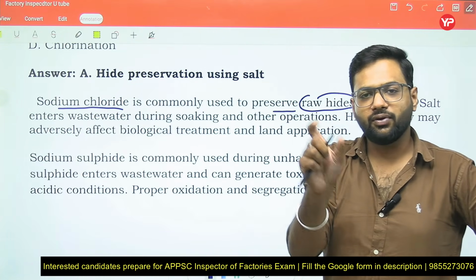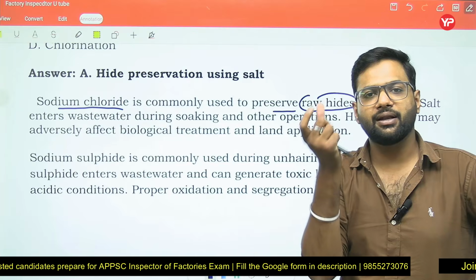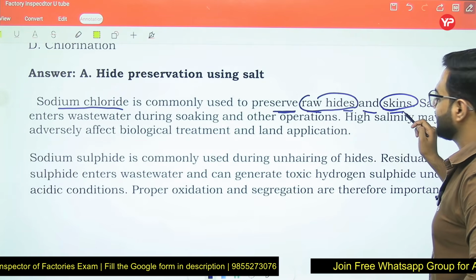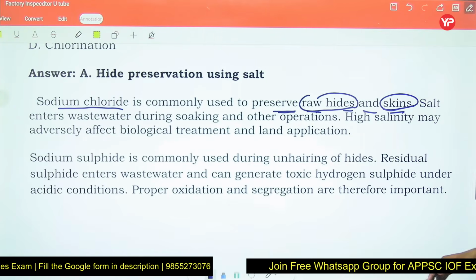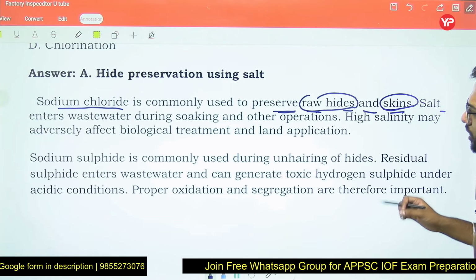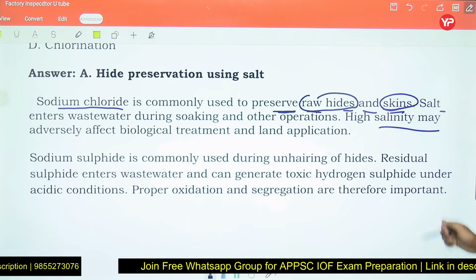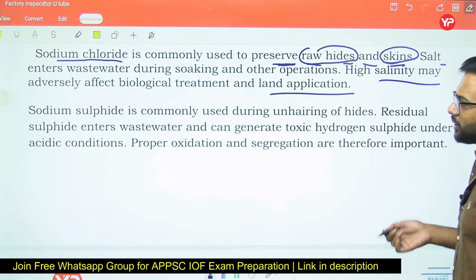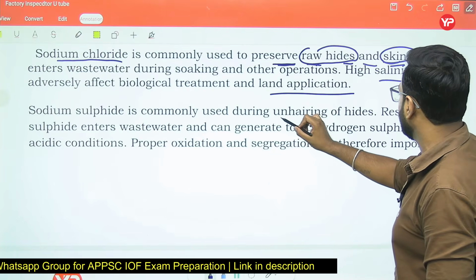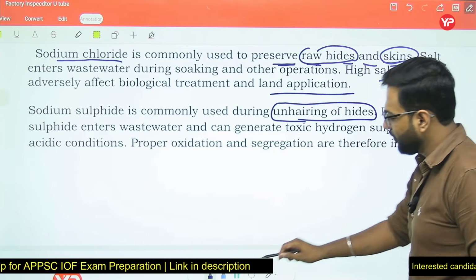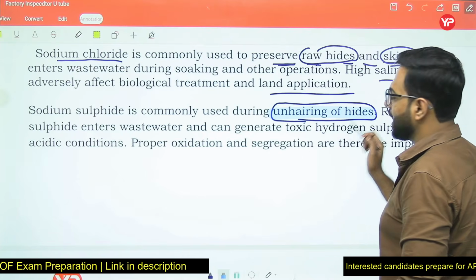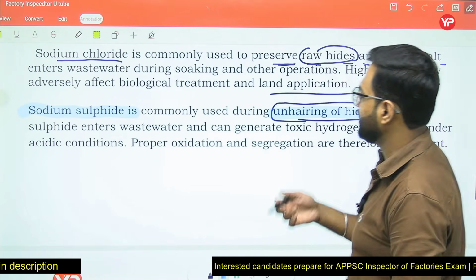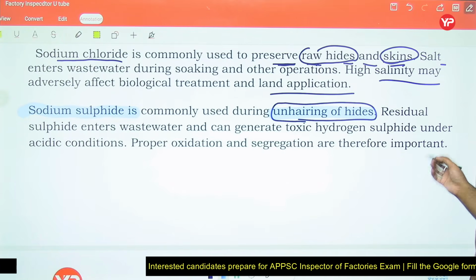A question can be framed: which solution is used in tannery industries to preserve the raw hides and skins? Sodium chloride is commonly used. Salt enters wastewater during the soaking and other operations. High salinity may adversely affect biological treatment and land applications. Sodium sulfide is commonly used during the unhairing of hides. Again, a question can be framed that for unhairing of the hides, which compound is generally used? Sodium sulfide.